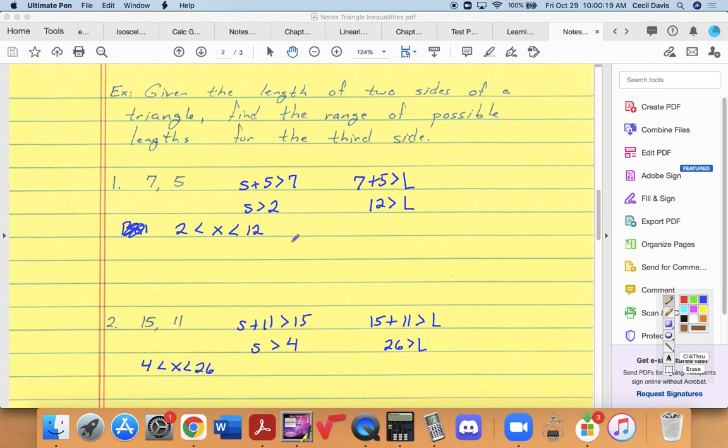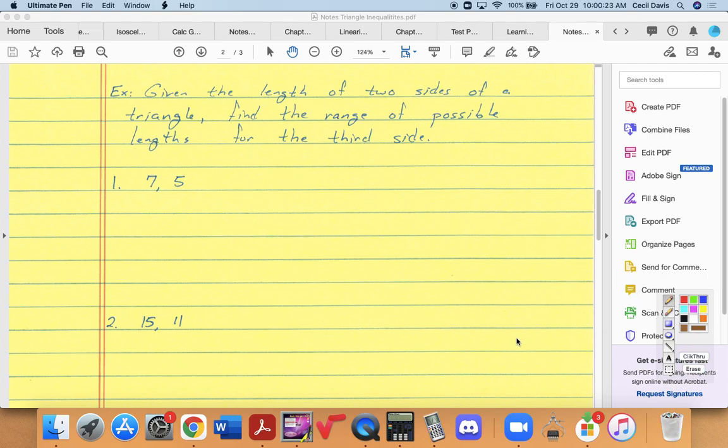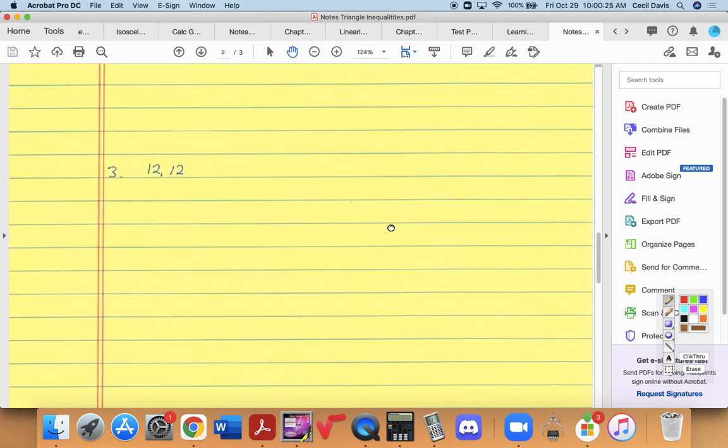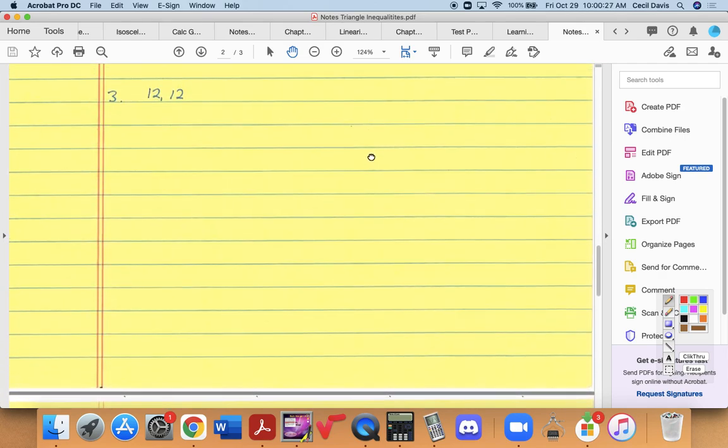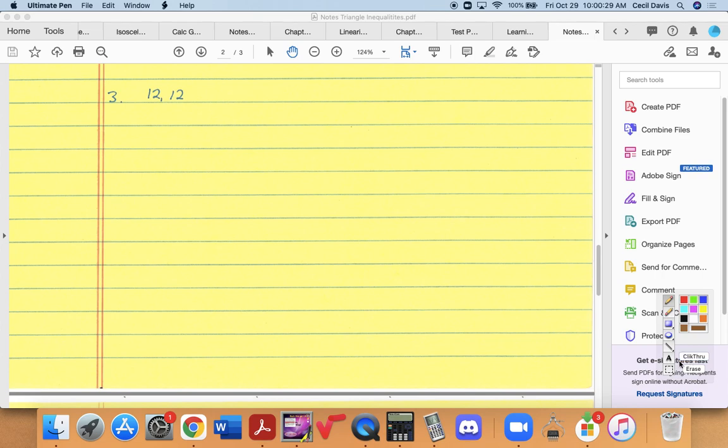Okay, any questions about that? Well, let's look at this one. This one feels a little bit different because those two sides are the same. And you're like, well, wait a minute. How am I going to do short side, long side? You kind of squint real hard and go, okay, this feels weird, but I'm going to do it anyway.